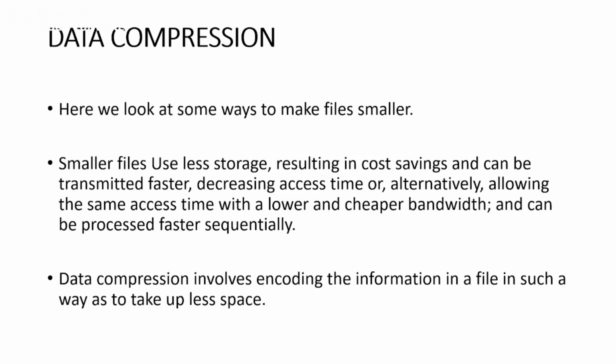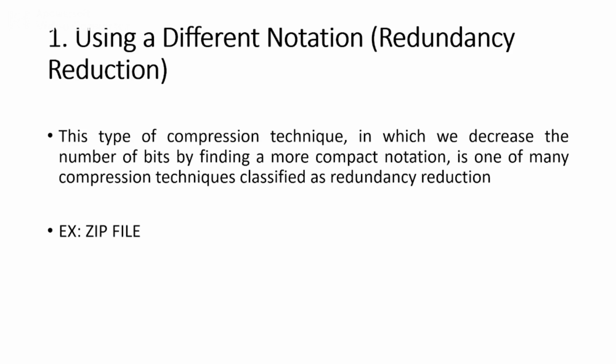Data compression involves encoding the information in a file in such a way as to take up less space. We have several different methods of data compression. The first method is redundancy reduction. Using a different notation, we are going to reduce the file. We usually use it in our normal day-to-day life.